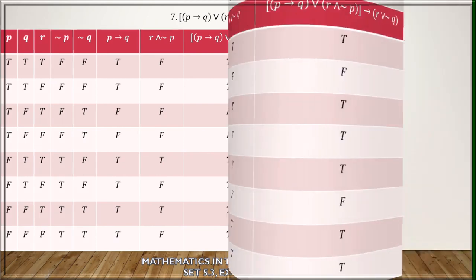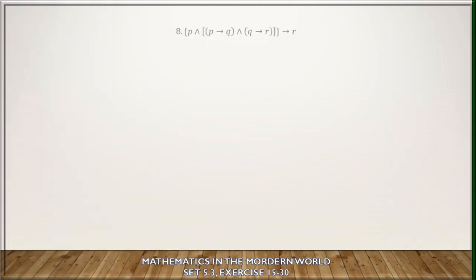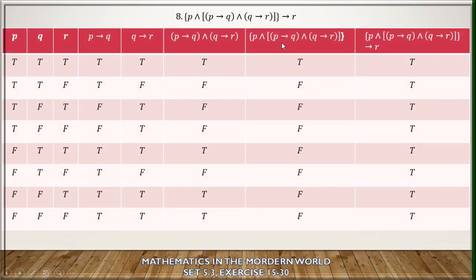Next we will go to number 8. The conditional of the conjunction of P and the conjunction of the conditional P then Q and Q then R, then R. So we have the table. The same, we have P, Q, R. We apply the same to the conditional of P then Q. And for Q and R it's the same also.